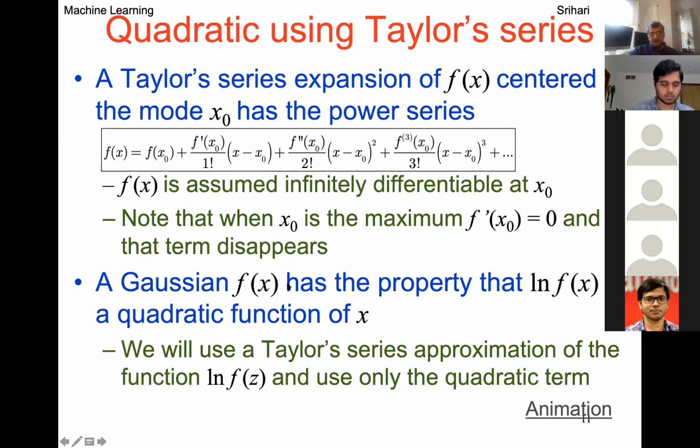All right, a Gaussian f of x. So we're going to be dealing with an f of x that is Gaussian, a normal distribution. There's a property that the logarithm of f of x is a quadratic function of x, because the nature of the normal distribution is e to the power of x minus mu whole squared, right? When you take a logarithm, the e to the power goes away, so whatever is in the exponent remains, which is a quadratic. And so we're going to be using a Taylor series approximation of the function logarithm of f of z and use only the quadratic term. That's what we're going to do, because the original function is quadratic, and we're going to be using a quadratic here also.